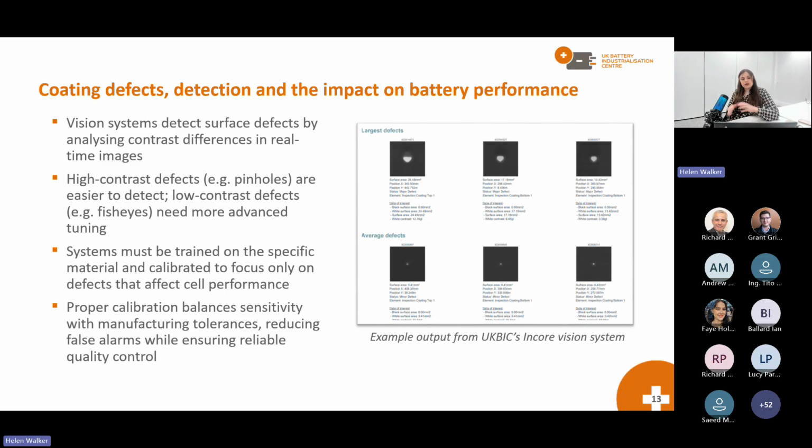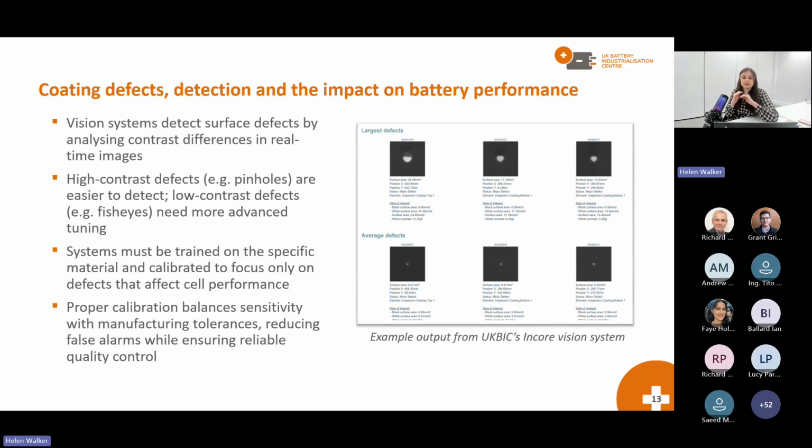At UKBIC, we have an in-line vision system which monitors our defects. Now, the way that you set up your vision system will be very specific to you. It depends on the level of defect which you are willing to tolerate in your cell, and you will have to define that from your own trials at the cell level.